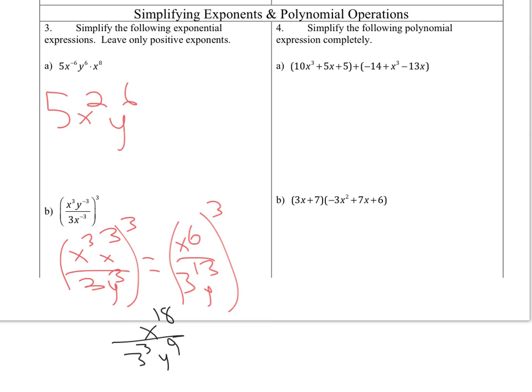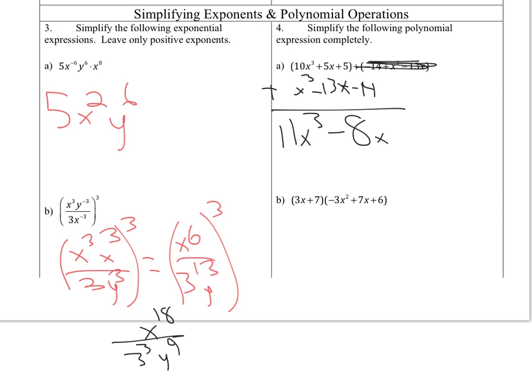This next one, what I'm going to do is rewrite it. I'm going to match up like terms. So I'm going to put x cubed here, minus 13x here, and minus 14. I kind of lined them up. So I'm adding, so 10 plus 1 is 11x cubed. 5 minus 13 is negative 8x. And 5 minus 14 is negative 9.